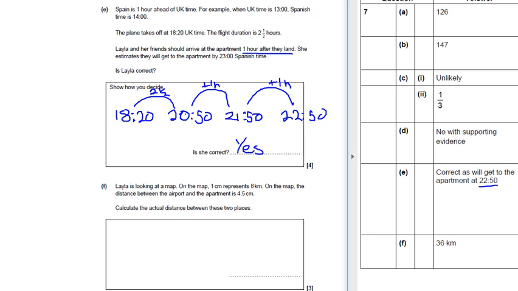Lane is looking on the map. 1 centimetre represents 8k. So again, ratio, there's lots of ratio questions. We didn't used to have so many ratio questions, but you did have to do a scale drawing, which is really hard.